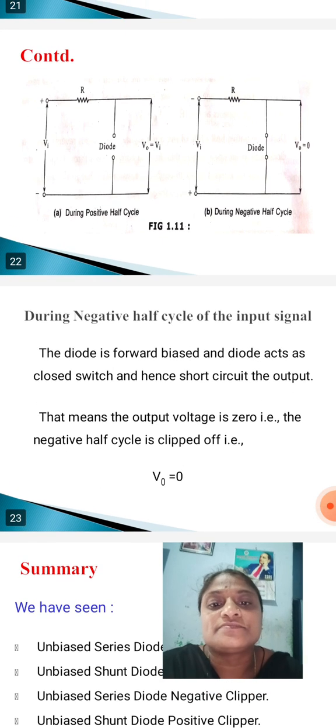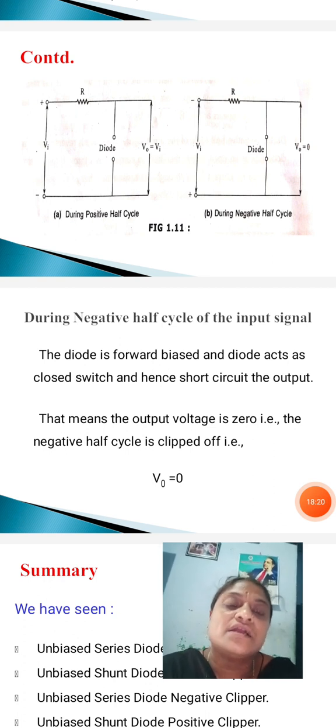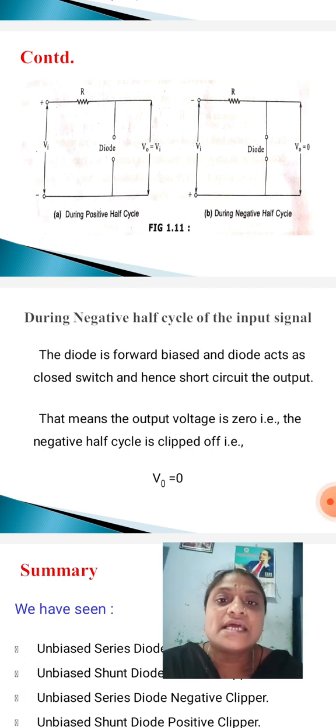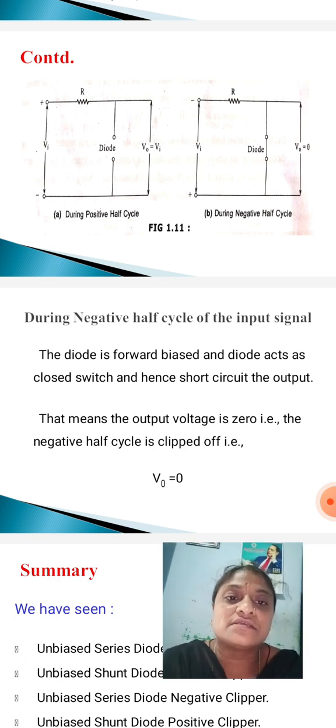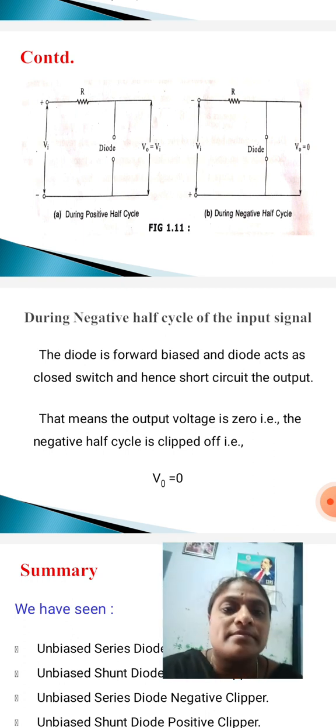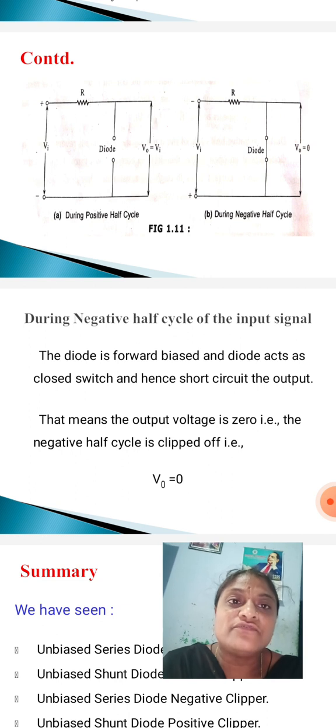And next, during the negative half cycle of the input signal, the diode is forward biased and acts as a closed switch. It is nothing but a short circuit. Hence, the short circuit shorts the output. That means the output voltage is 0, because the total voltage drop is across the short circuit only. So there is no flow through the output.